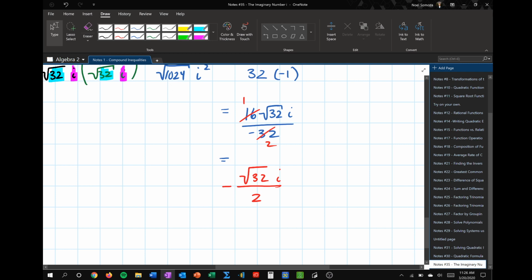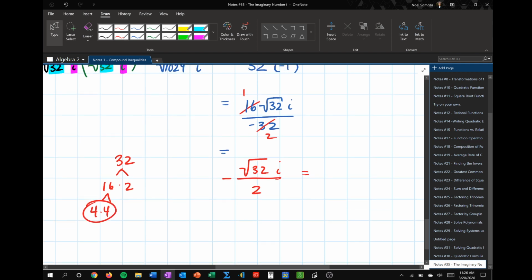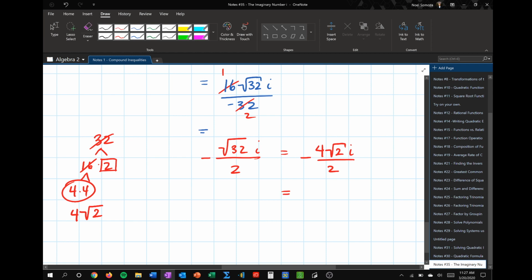Now, square root of 32, that can be simplified a little bit further. Factor tree it, 32, same thing as 16 times 2. So 16 is 4 times 4. So that's your pair. So you get to rewrite square root of 32 as this 4 square root of 2. These are no longer active, so 2 is the only one left over. So now you have a negative 4 root 2 I all over 2. So now you simplify one more time.